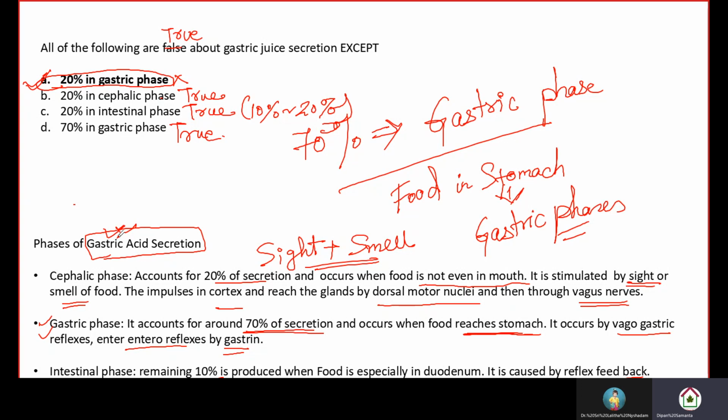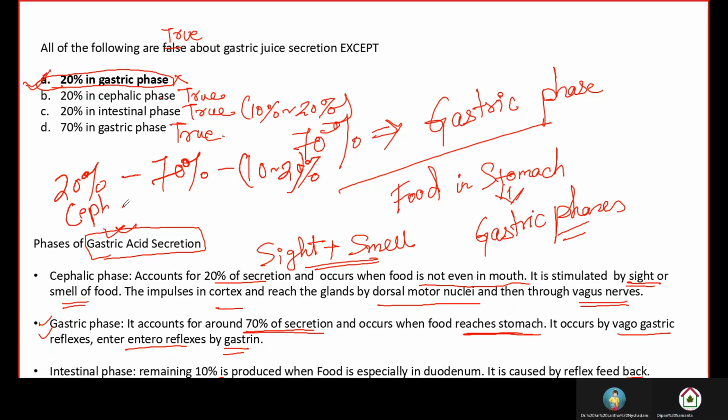Okay, so number one is the cephalic phase, when we just see the food and smell it. Then 20% of the secretion occurs. When it reaches the stomach, then 70% of secretion occurs. And when it reaches the intestine, then also there will be secretion of gastric juice. That will account for 10 to 20%. Okay, so this is the cephalic phase, this is the gastric phase, and this is the intestinal phase.